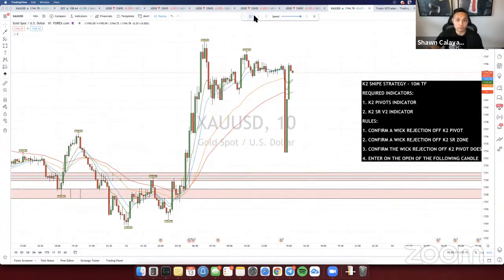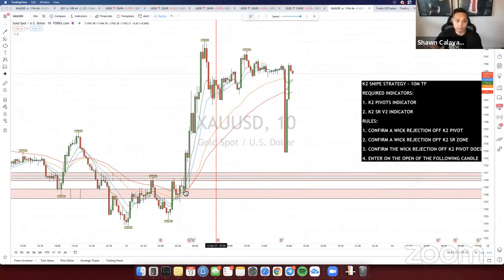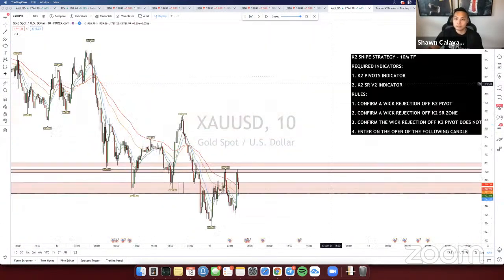So we have 3 entries, or we have a lot of entries right here. I'll just go back to one that looks easy for you to identify, because there's one right here, this green candle. There's also 3 entries over here. So I'm going to go back and rewind to that area so that you can see, and I'll just cover them as we go.